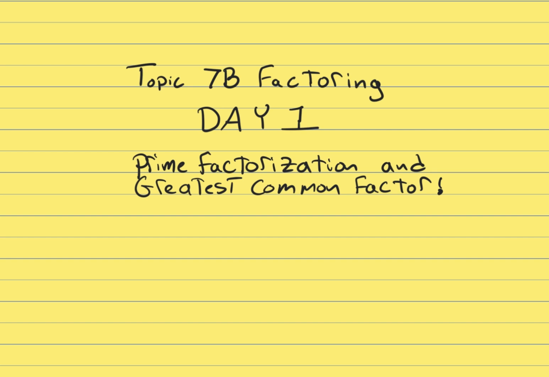How do we go about doing prime factorization? What does it mean to do prime factorization? And then how do we use what we've learned with prime factorization to find the greatest common factor, which is a much bigger topic? We're just going to look at numbers today when we do factorization and greatest common factor.